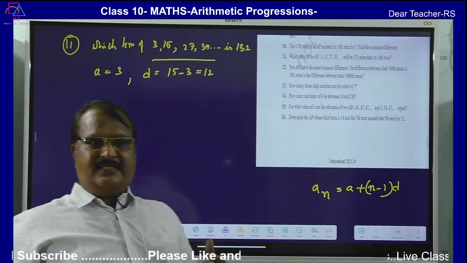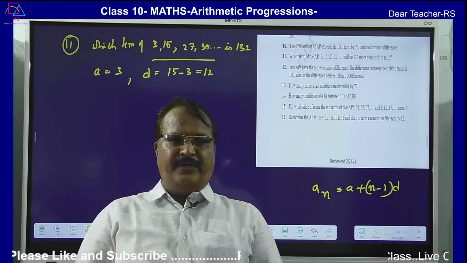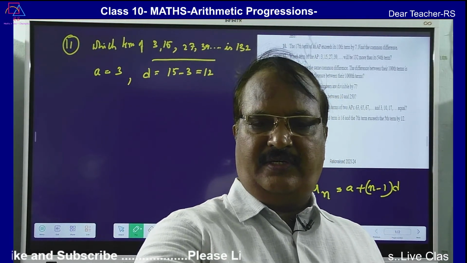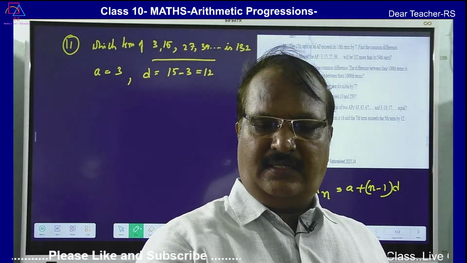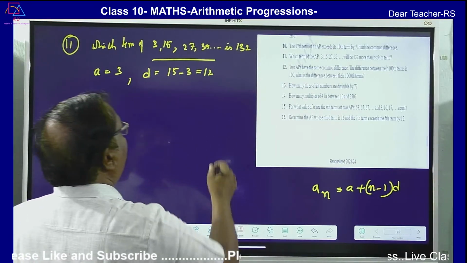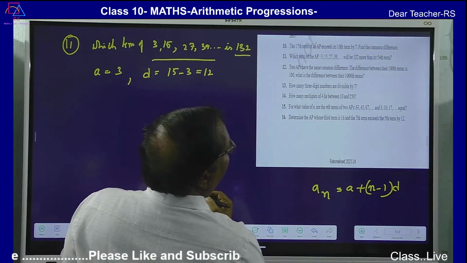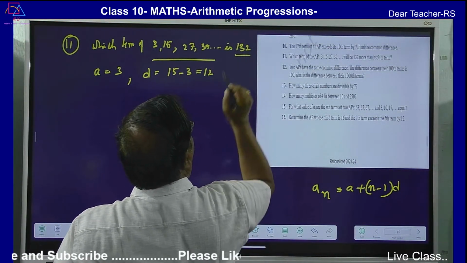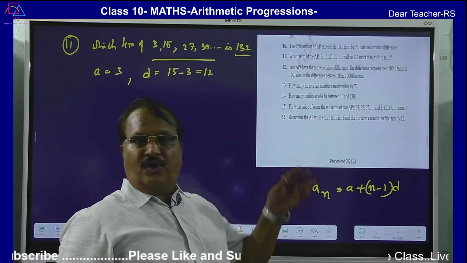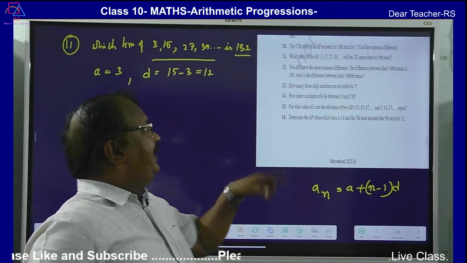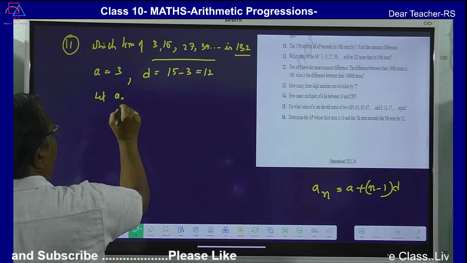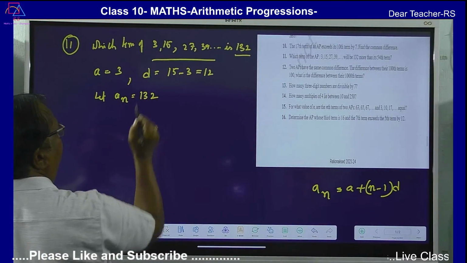So once we get a and d, you can do any question in arithmetic progression. Any question in arithmetic progression. Now what about this 132? It is looking like 131, but that is 132. That is the last term. So how many terms are there? We don't know. Let it be a_n. So let a_n is equal to 132.